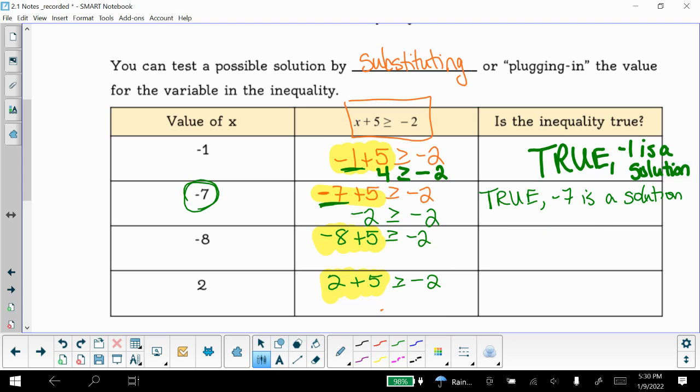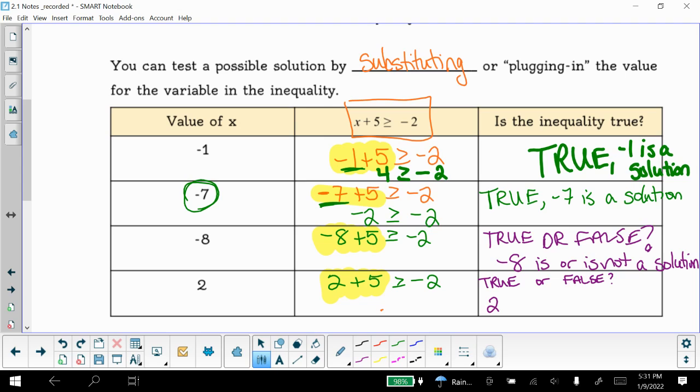Oops, true or false words. Blah blah blah is a solution, or blah blah blah is not a solution. So -8 is or is not a solution is what you should have written there, depending upon your answer. So if you find out that it's true, then it is a solution. If you find that it's not true, then it is not a solution. Is or is not. You need to decide.